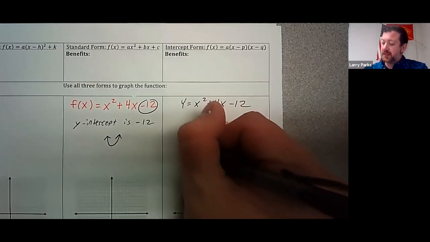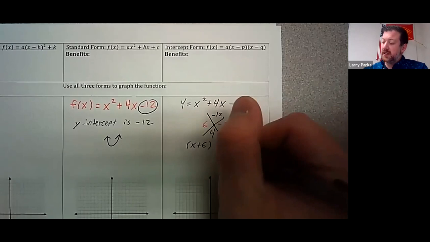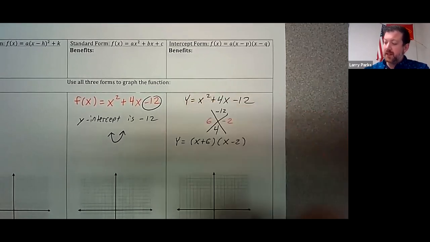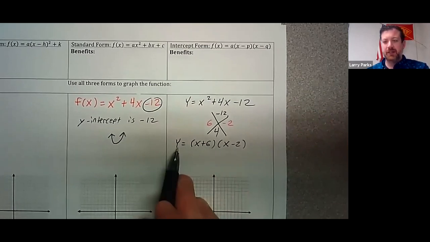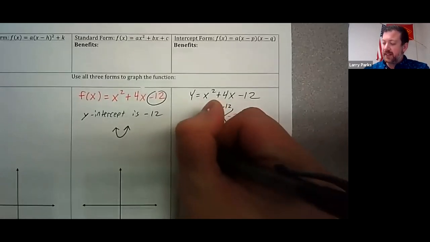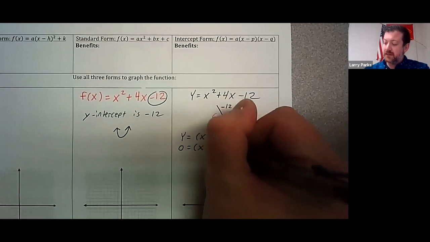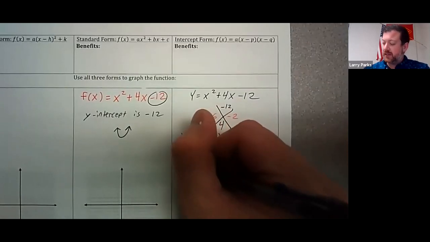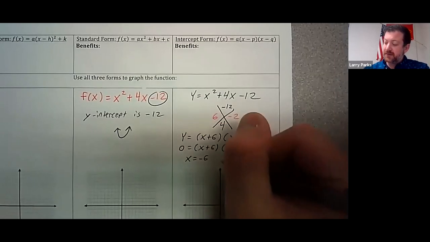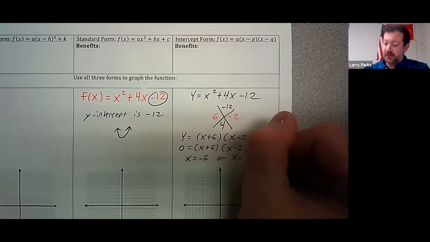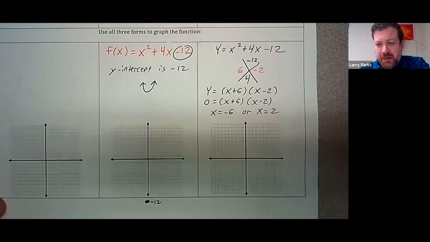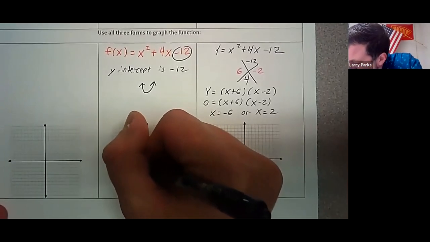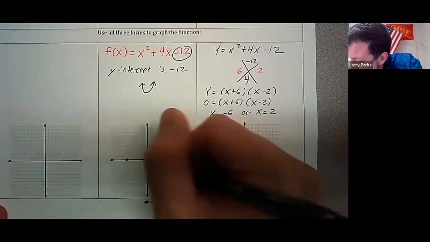So I get x plus 6, x minus 2. So this is what we call intercept form. And then to find the solutions, I would set it equal to 0. And I get my solutions are x is negative 6, x is 2. So now I can go to my graph, and I'm just going to graph it on negative 6 and 2.